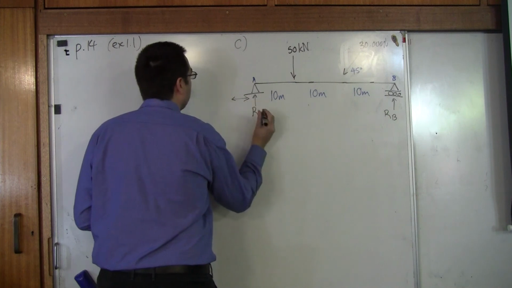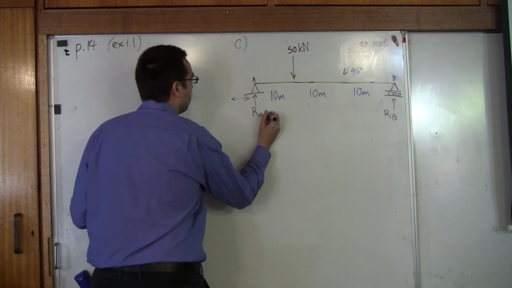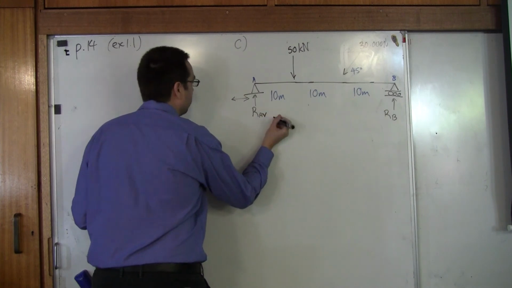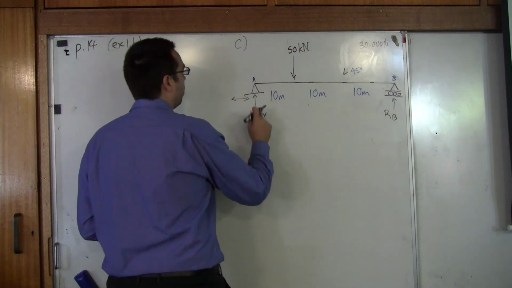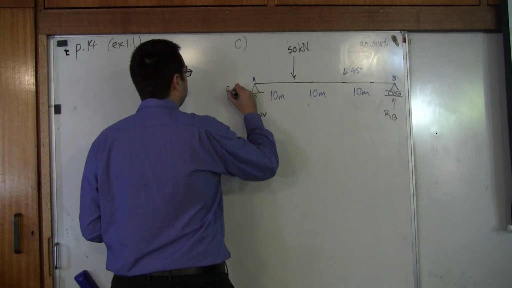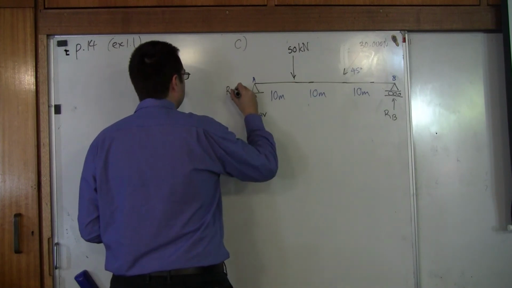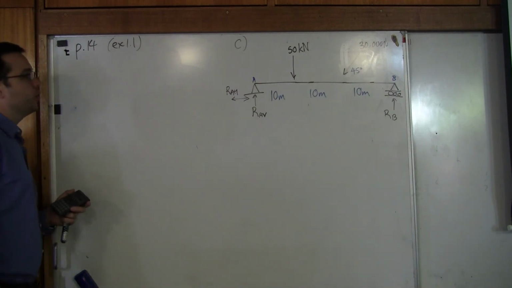Now, if we have RA, I'm going to write that as RAV. What do you think the V stands for? Vertical. Yeah, the vertical component of the reaction at point A. And here we're going to write RA, anyone want to take a guess? H. Okay.